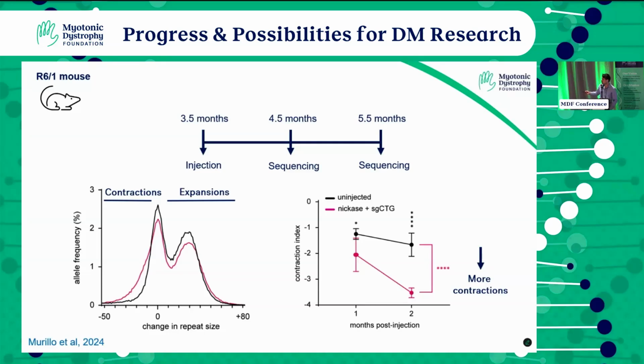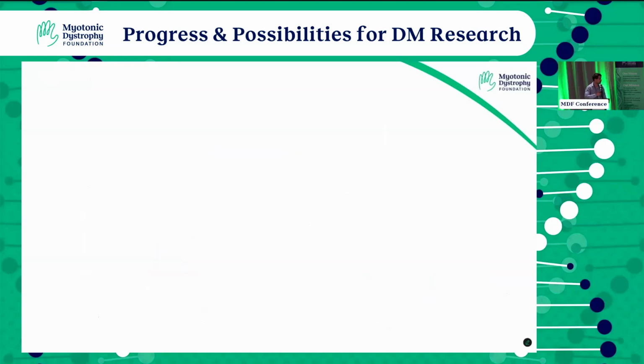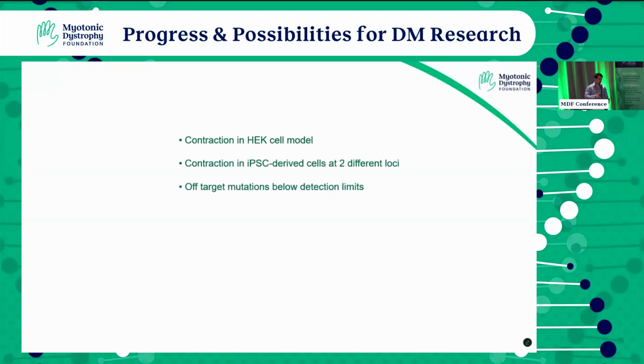And if you focus on the contraction index here, which is only focusing on the contractions, at 1 month and 2 months post-injection, with lower values meaning more contractions, you do have much more contraction in the nickase plus the guide mice versus the non-injected mice. So we did have our proof of concept at this moment. In terms of data, so far I've shown you contraction in HEK cell model, iPS-derived cells that show contractions, off-target mutation below the detection limit, and contraction in HD mouse.